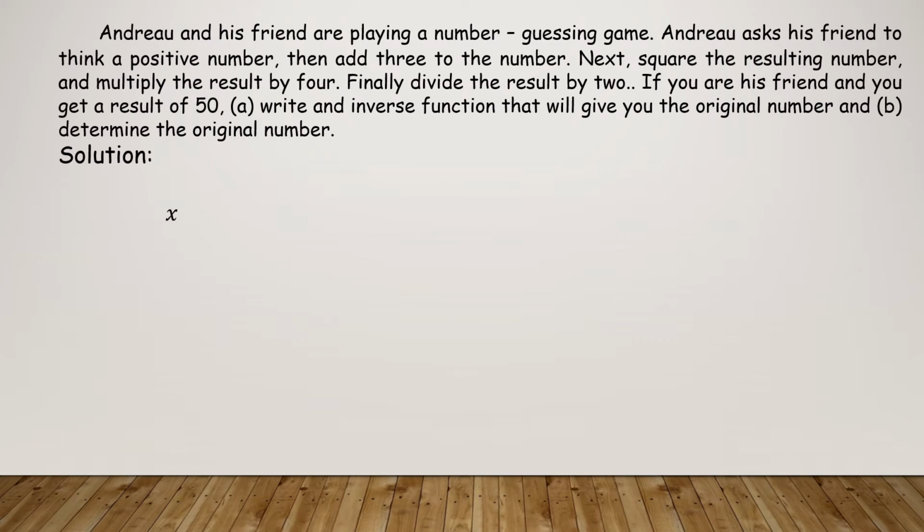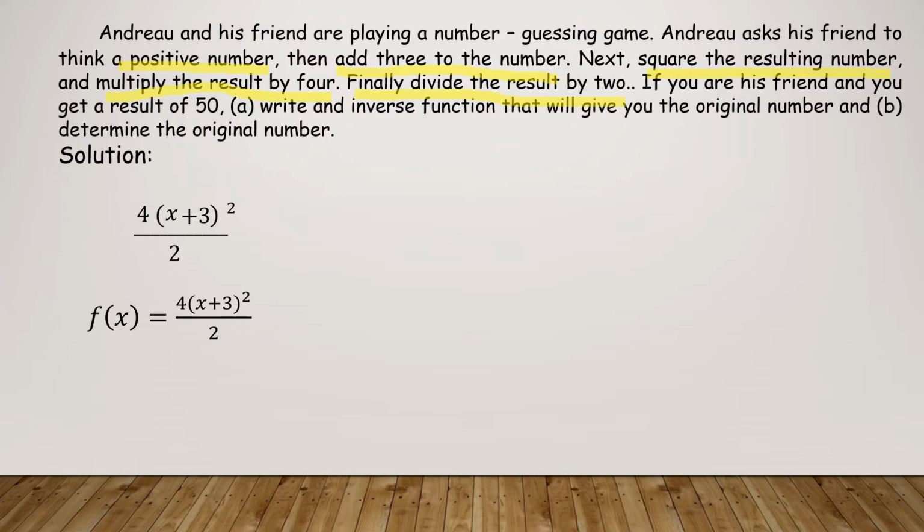So for our solution, we have x to represent the positive number. Second, we add 3 to the number. Next, square the resulting number. So, i-square lang natin. Next, I multiply the result by 4. Finally, divide the result by 2. Therefore, all over 2. Thus, may function na tayo na f of x is equal to 4 times the quantity of x plus 3 squared all over 2.